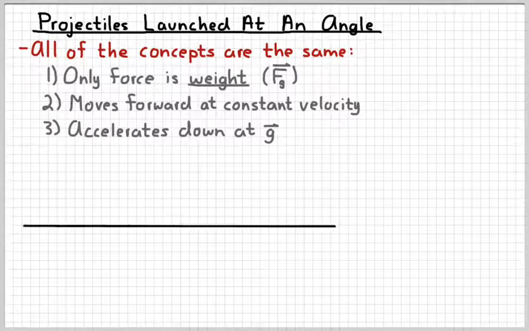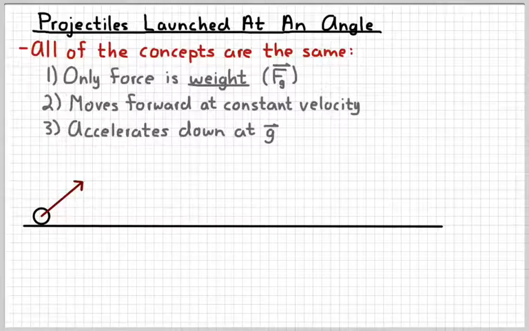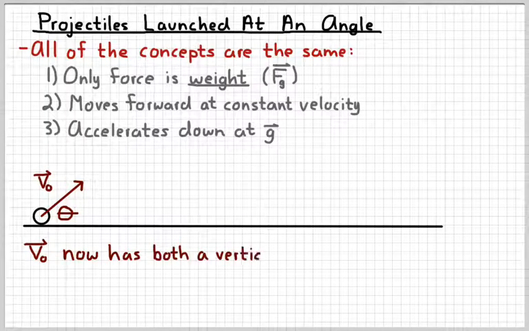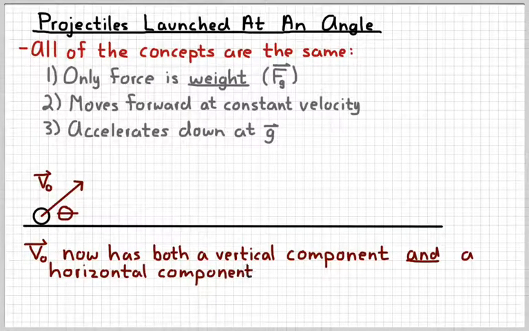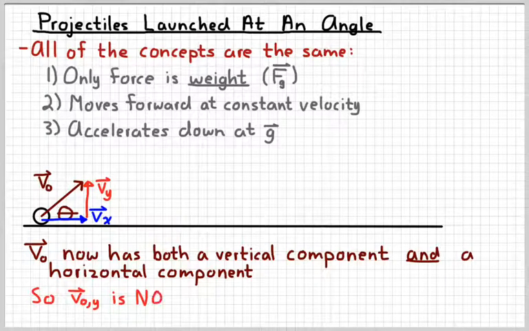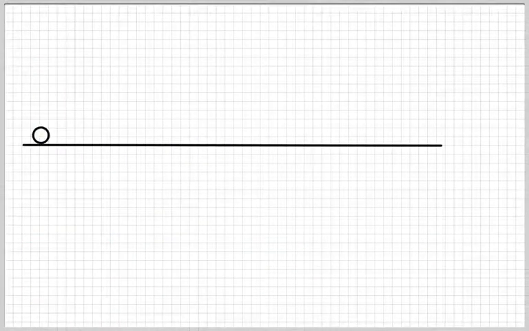So a projectile launched at an angle, which might look something like that, with some initial velocity at some angle relative to horizontal, that initial velocity now has both a vertical component as well as a horizontal component. So we're going to first have to resolve into an x component and a y component. After that, our big ideas tell us what to do, along with what we've learned previously about kinematics. So the initial vertical velocity now is not zero like it was previously. So this is the more general case.